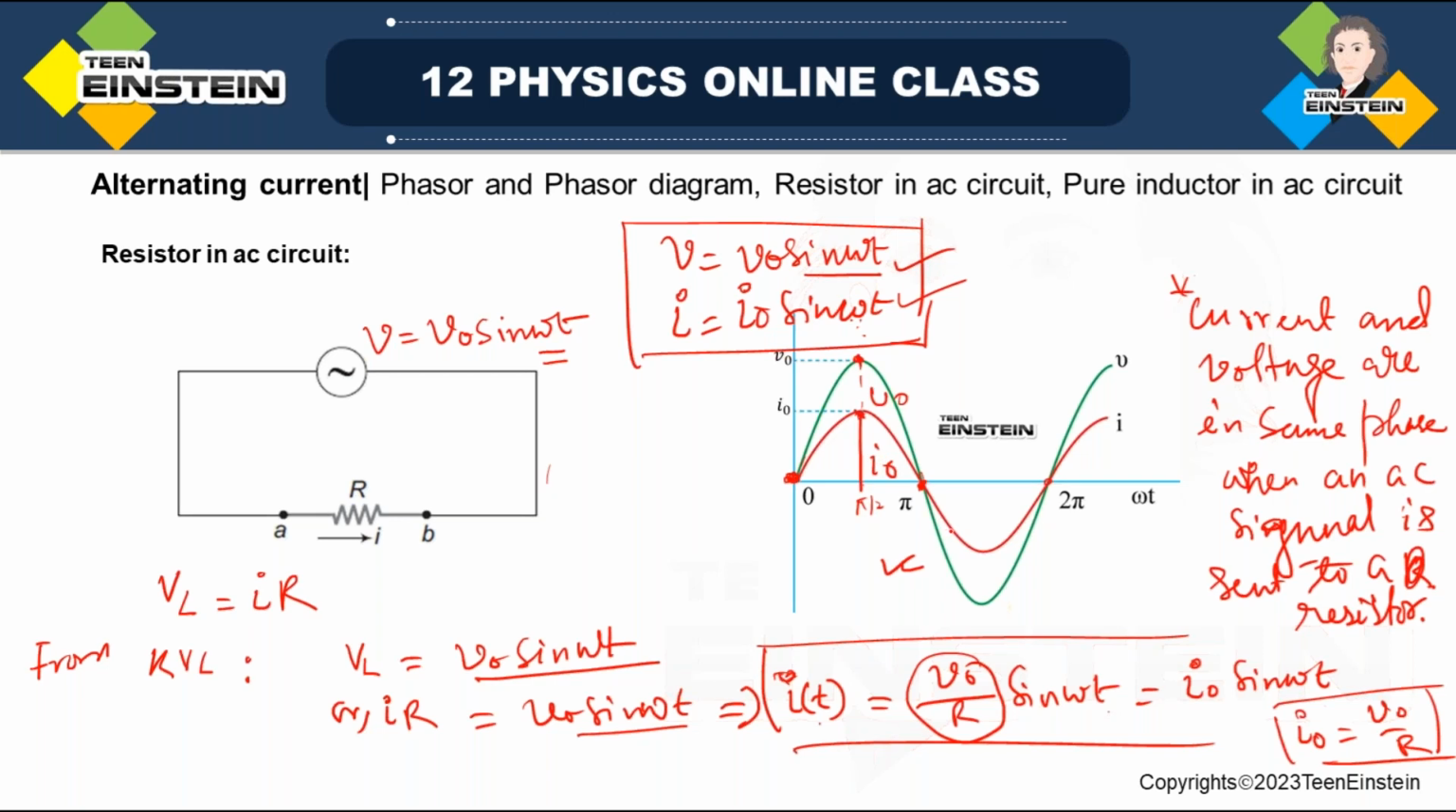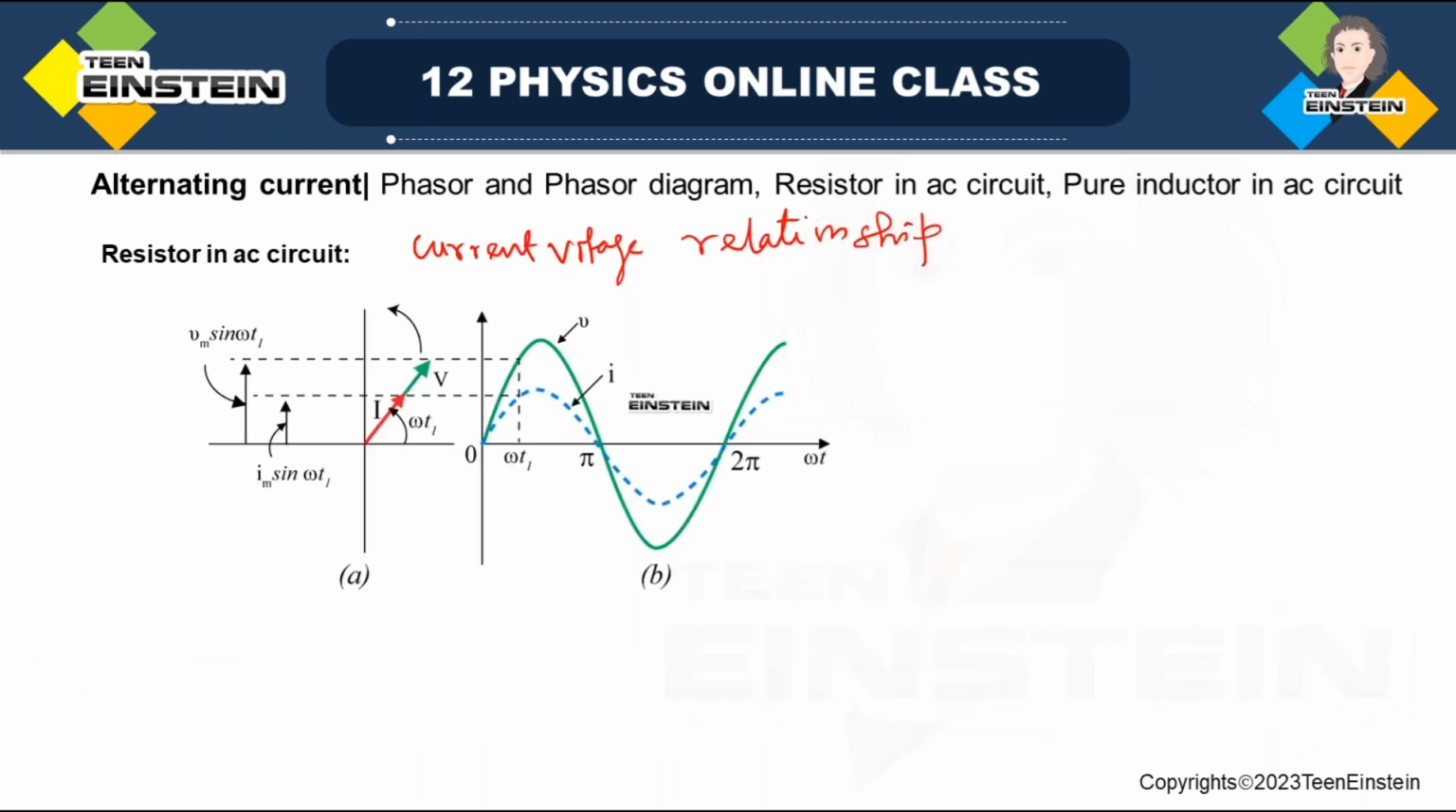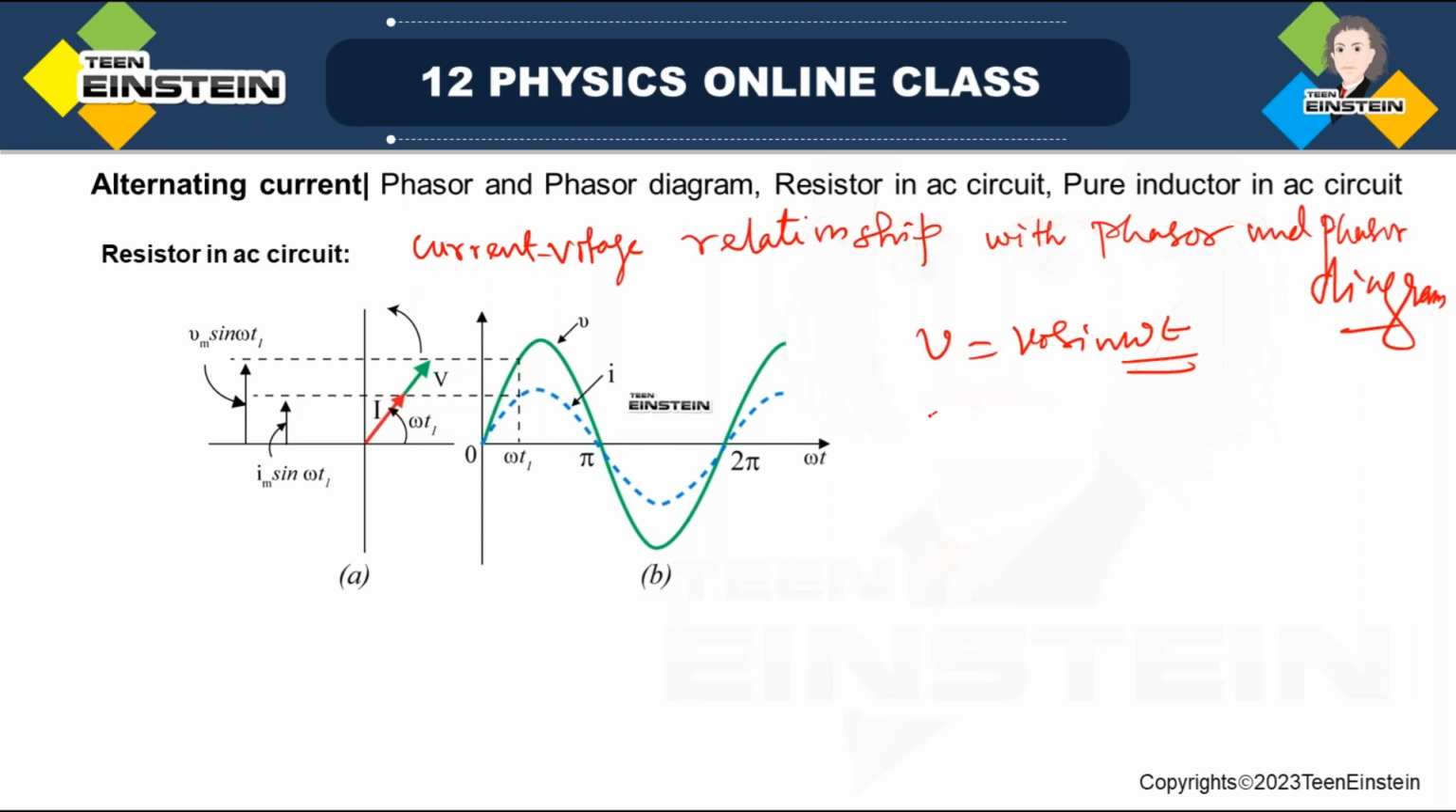We have seen this analytically, but if we want to analyze this graphically, how do we do it? The current voltage relationship with the phasor diagram method. In this case we had seen that V is equal to V0 sin omega t, and I is equal to I0 sin omega t. So the phase factor is the same for both. Both are sine curves with the same phase, so they are parallel to each other at each instant.